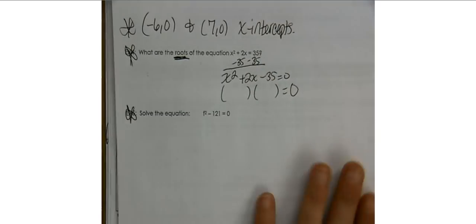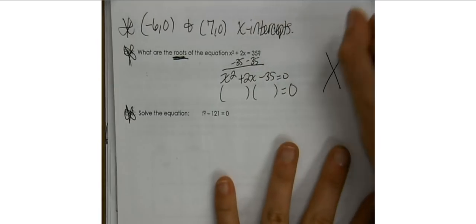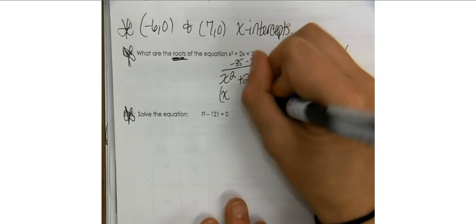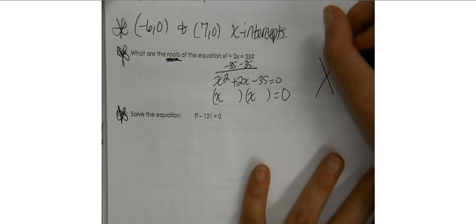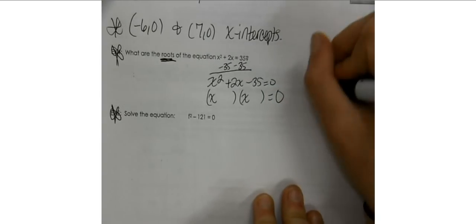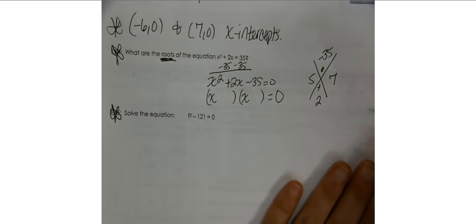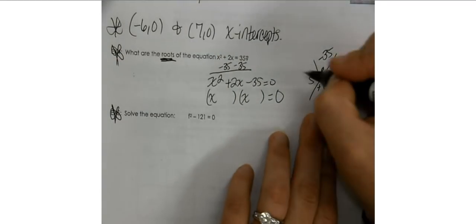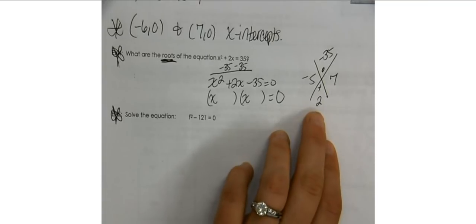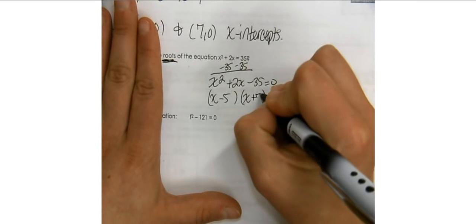So hopefully you were able to start off by breaking this equation down into 2 parentheses and splitting apart the x squared into an x and an x, and asking yourself what 2 numbers multiply together to equal 35, but together add to equal 2. And hopefully you were able to see that 5 and 7 multiply to equal 35, and since we want it to end up with a positive 2, I'm going to have a negative 5 and a positive 7. So we'll have x minus 5 and an x plus 7.